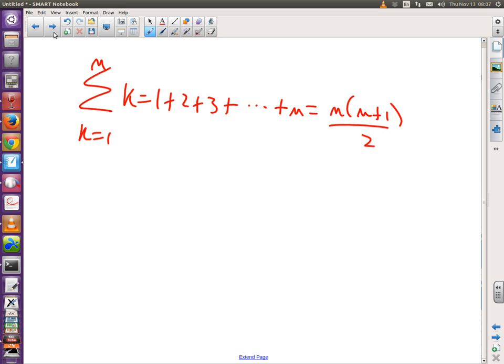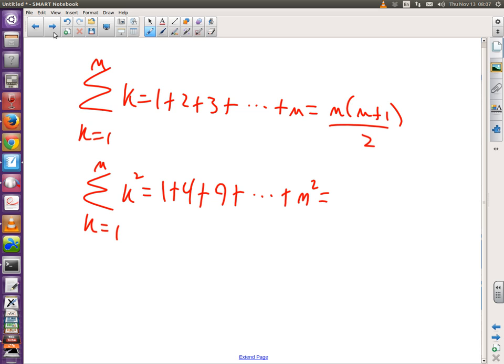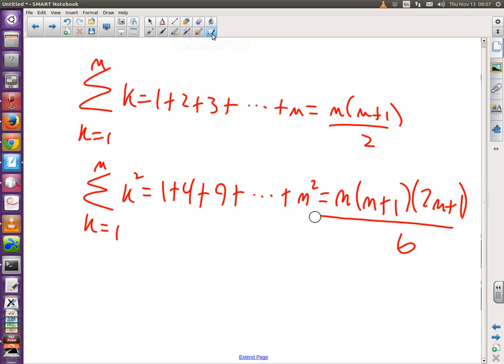We just proved this, right? Similarly, you can prove this. This takes a lot longer to prove, so I'm not going to. What am I doing? Adding up the first n perfect squares, right? So 1 plus 4 plus 9 plus up to n squared is, believe it or not, n times n plus 1 times 2n plus 1 all over 6. Which you can also prove inductively, but we will not right now.